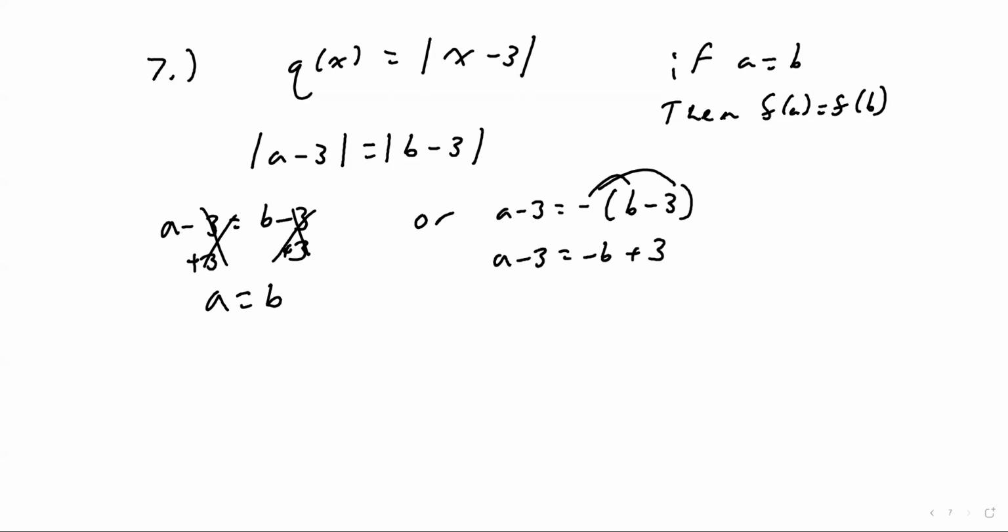Then what would I do? Add 3. And it didn't cancel on that one. So I get negative b plus 6. Is that the same thing as b? No. So this is not one-to-one. All right. Questions on how to do that algebraically? All right. Objective 2.